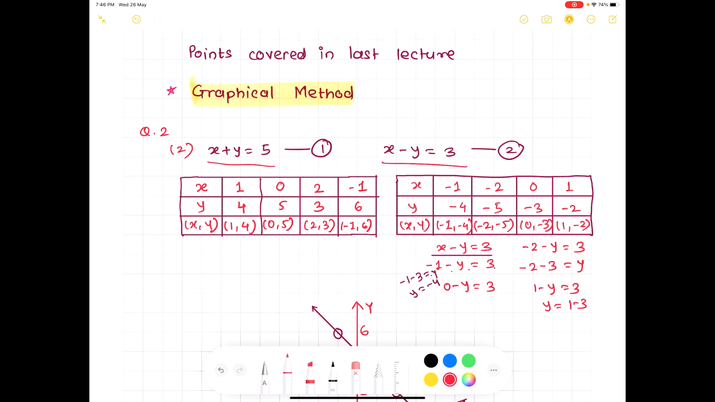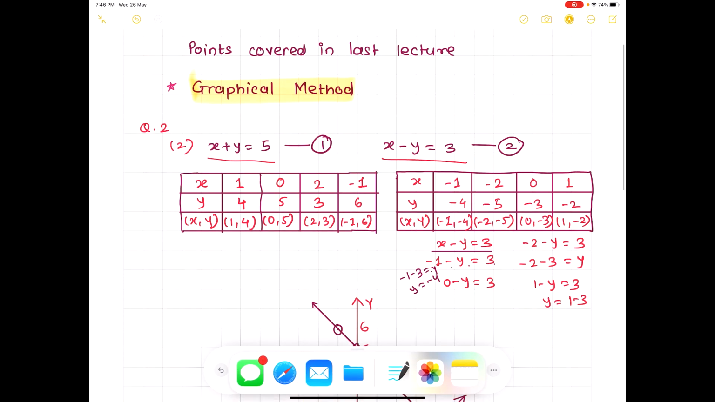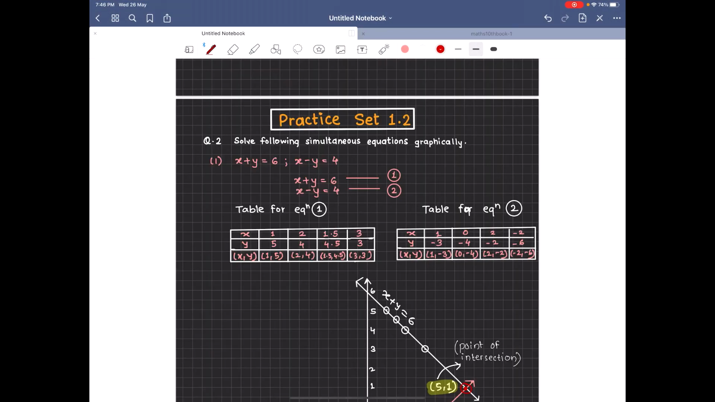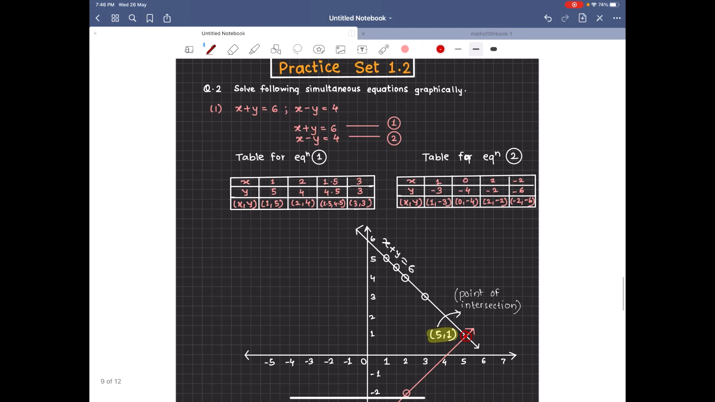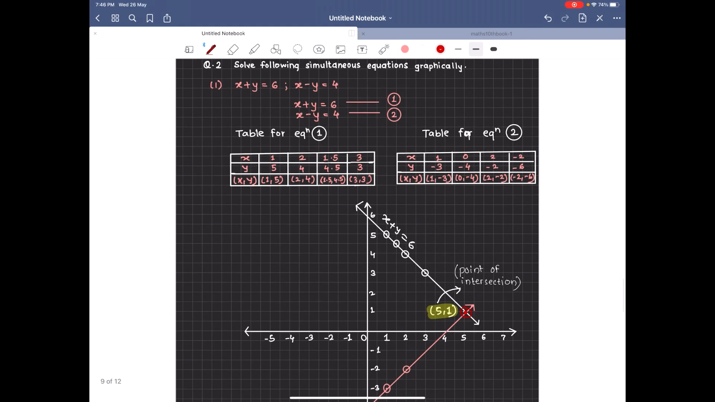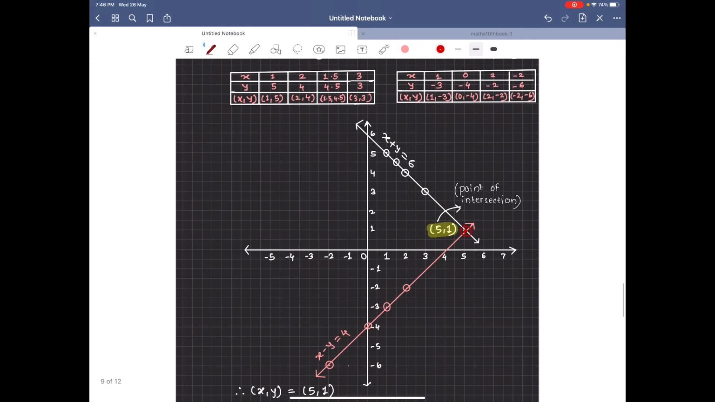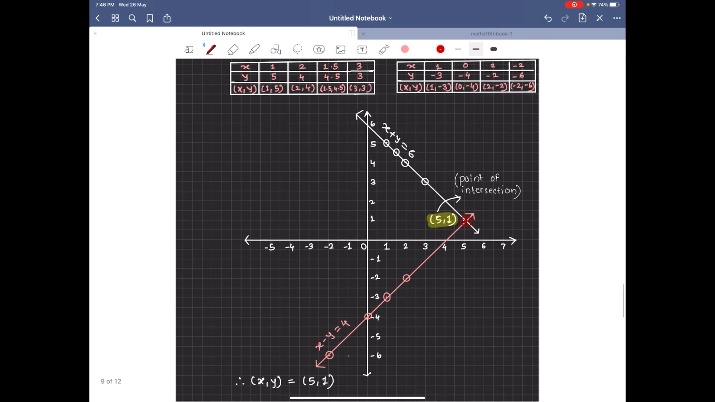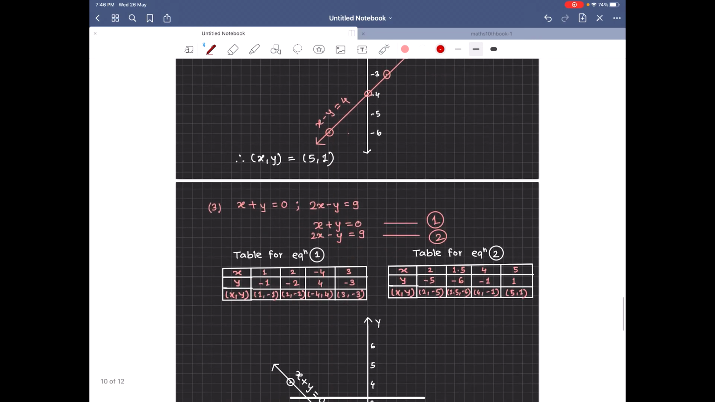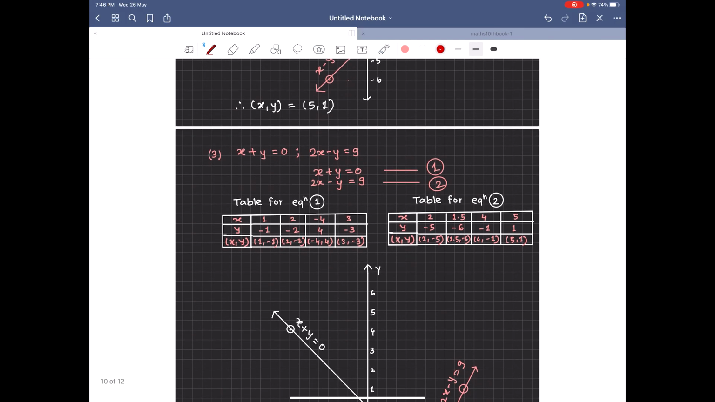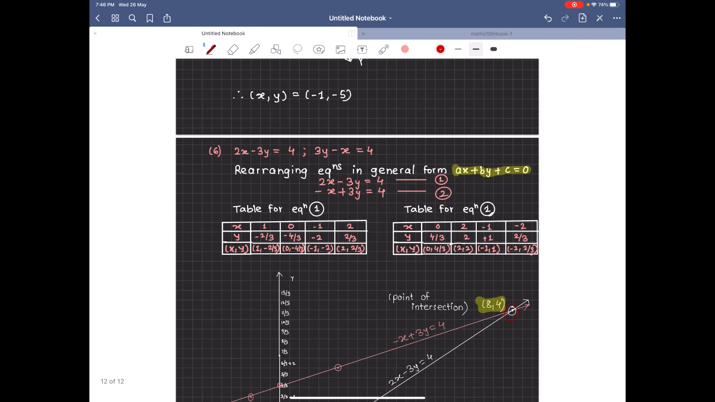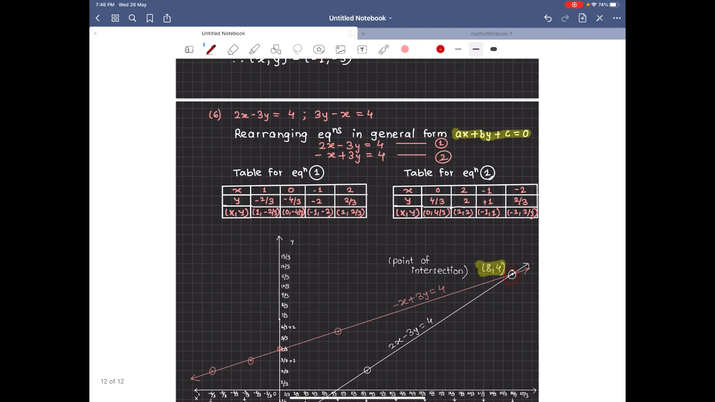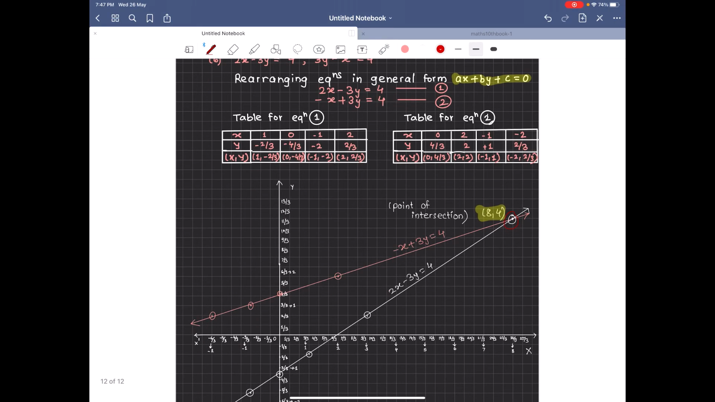Now the remaining examples I have already solved. I will show you that. Let's see. This is practice set 1.2. Question 1 is solved properly. Here the equations are given, the table is drawn, then the graph is drawn, and the point of intersection is also given. That is your final answer. Question 2 we have seen just now. Question 3 is solved, question 4 is solved. Then question 6. See, question 6 is marked with a star, which means it is something different. But here you can check. I will show this.